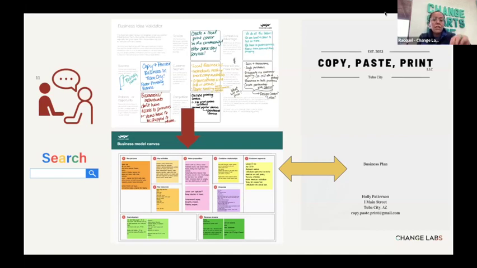This is a tool that Change Labs uses heavily throughout all of our programming. So if you're interested in tapping into any of our programming or services, we highly recommend both these worksheets here because we do use both of them as well. And then both of those documents being living documents, such as the BMC, the business model canvas, it reflects an ever-changing nature of your business operations.